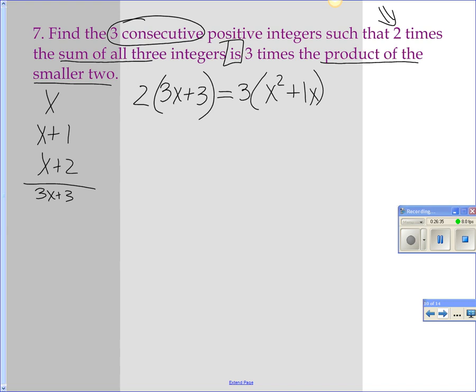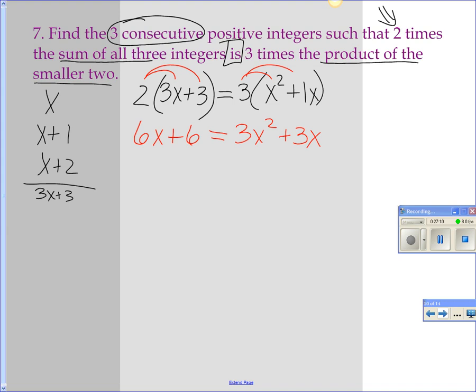Right here. So 6x plus 6. And Madison, what would you get on the other side? Okay, and this is a problem where my little rule is going to not work. Where is the x squared? On the left or the right?